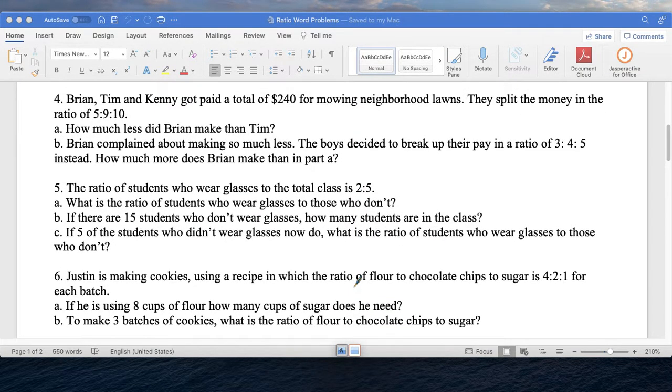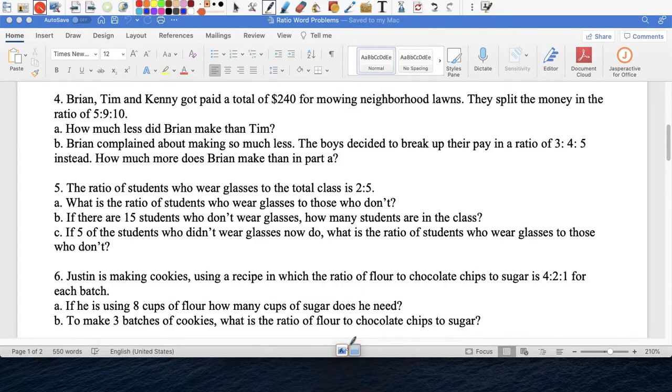Brian, Tim, and Kenny get paid $240. They split the money in the ratio of 5, 9 to 10. So 5 to Brian, 9 to Tim, and Kenny gets 10. How much less did Brian make than Tim?